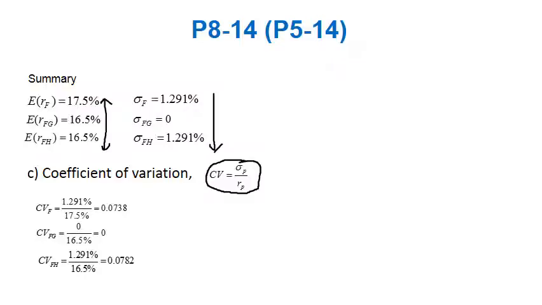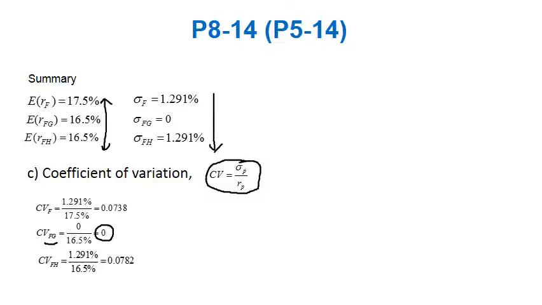Now what we do is we use these inputs to calculate our coefficient of variation for a portfolio consisting of only asset F, and then for a portfolio with assets F and G, and a portfolio with assets F and H. And what you find is that the coefficient of variation is lowest. It is 0 for the portfolio consisting of asset F and G.